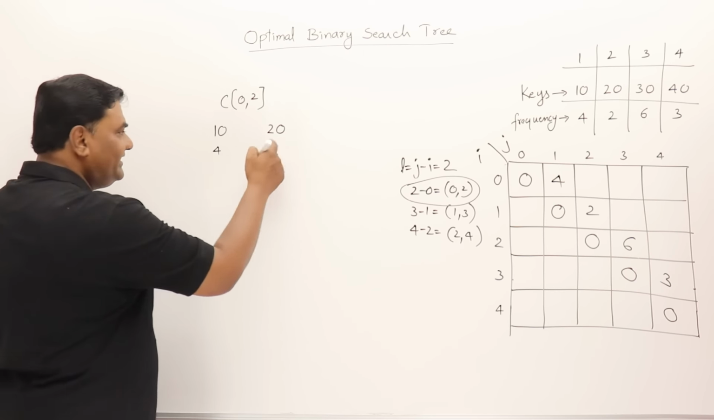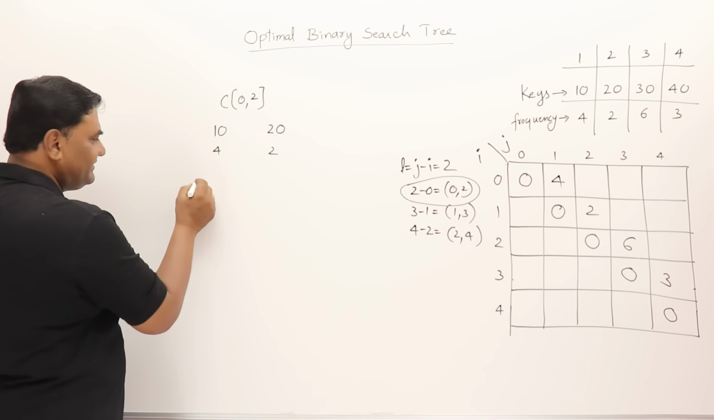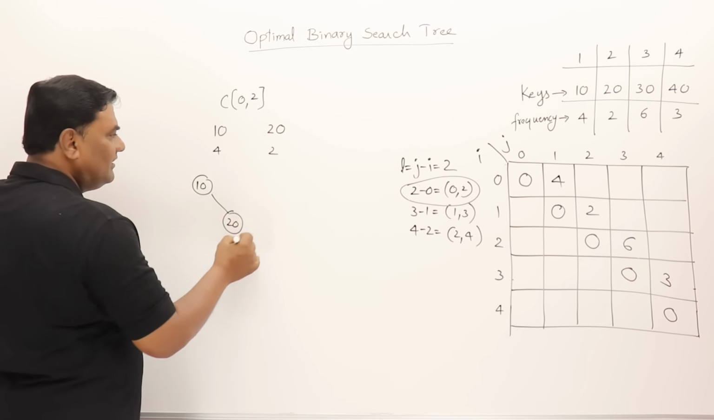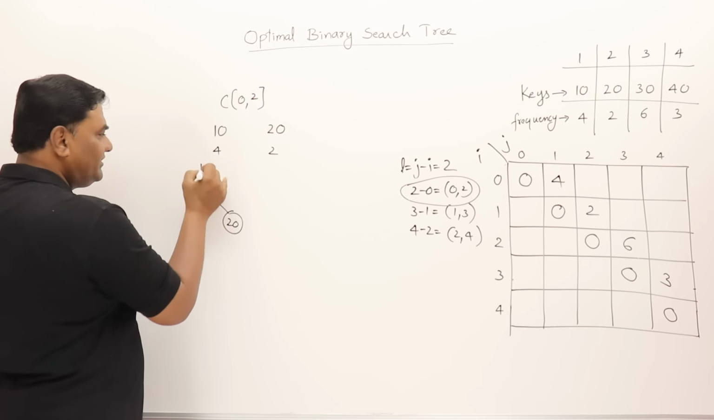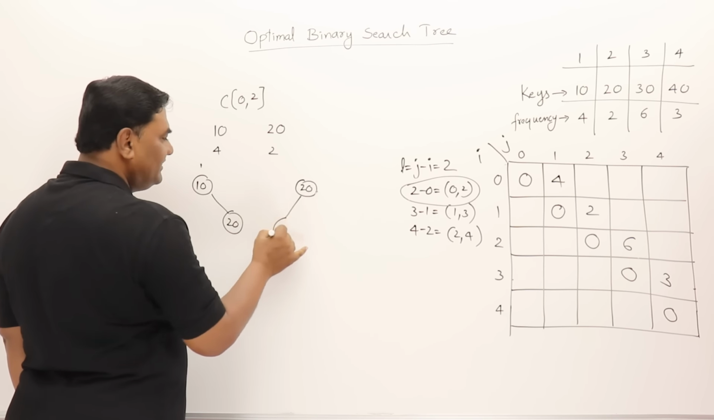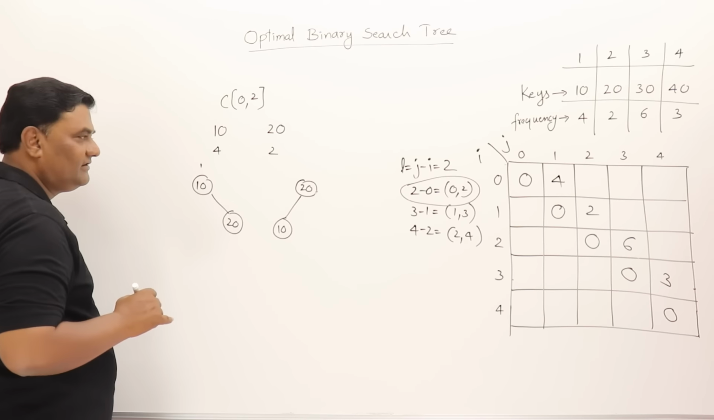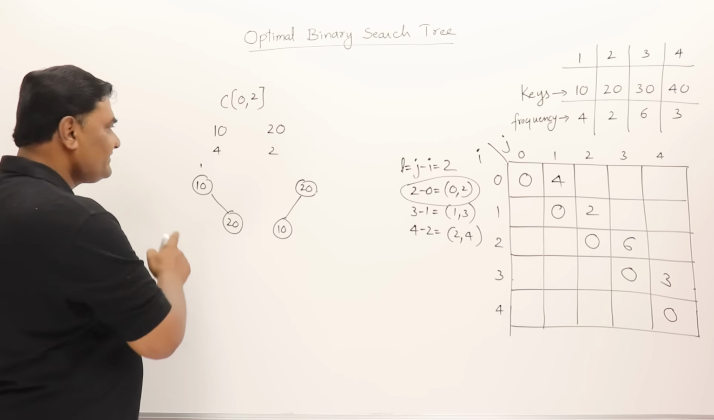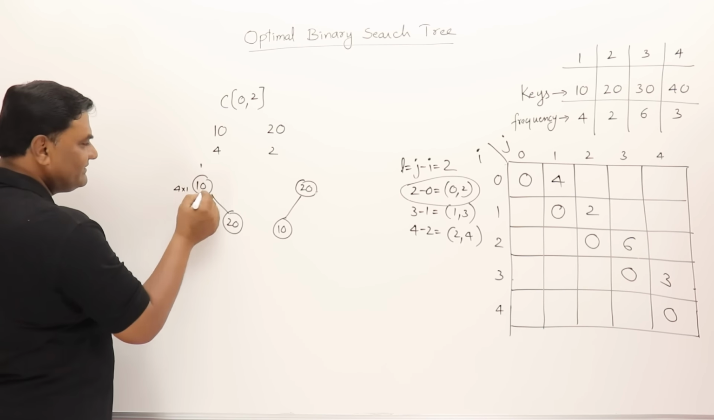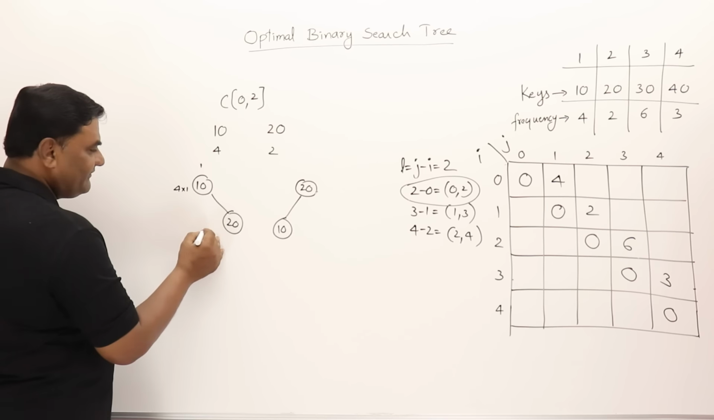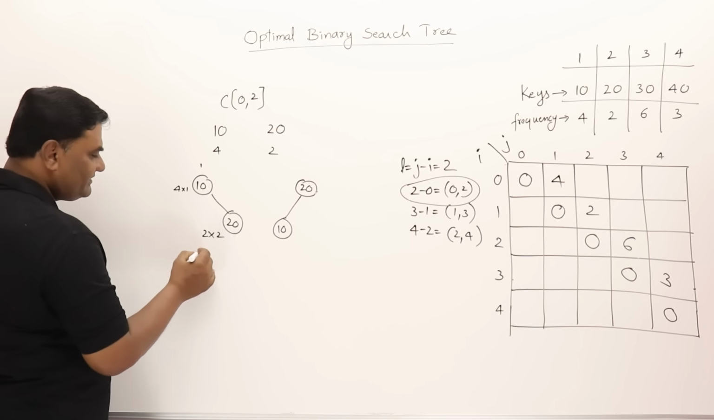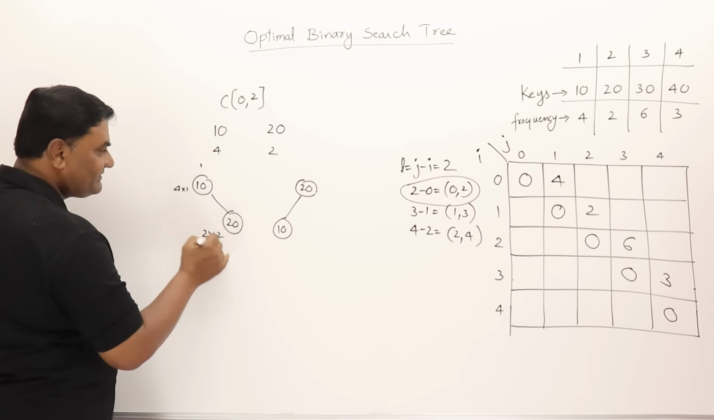So for two keys, what are the possible binary search trees? 10 and this is 20. That is, first is the root and this is, second one is the root. So 10 will be on this side. So what is the cost of this? So directly I will calculate. See, the frequency is 4 and this is 1 time. And the frequency is 2 and the number of comparisons are 2. So how much is this? 4 plus 4, it is 8.